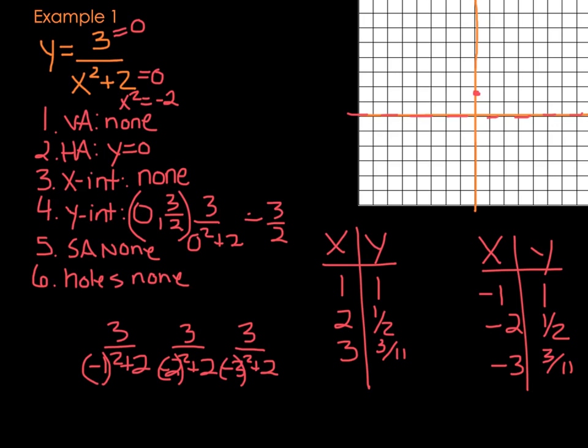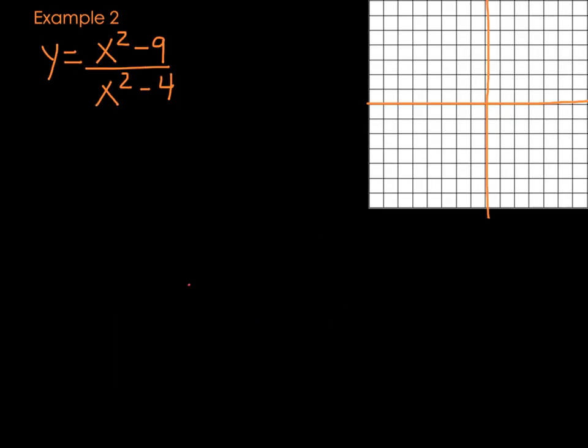So if I plot those, 1, 1, 2, 1 half, 3, 3/11ths, negative 1, 1, negative 2, 1 half, and negative 3, 3/11ths. And I know it's going to approach the asymptotes just like this. It looks like a little anthill, only it goes on forever in both directions. And that is it.